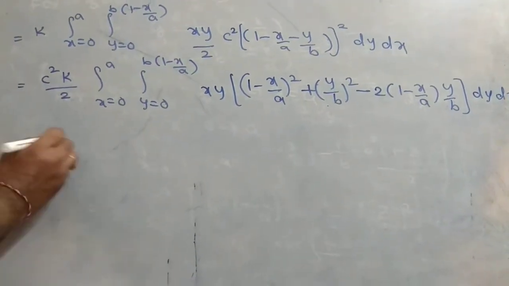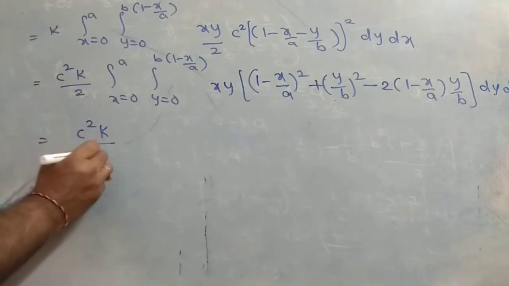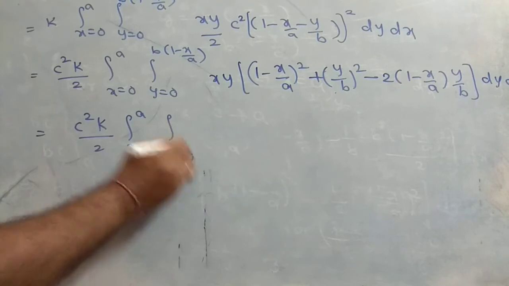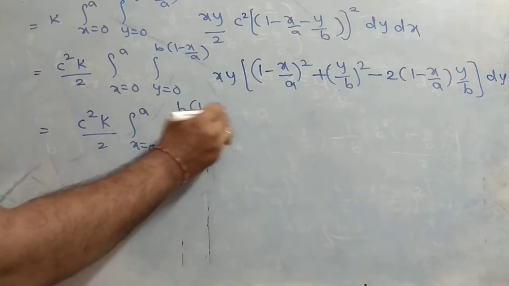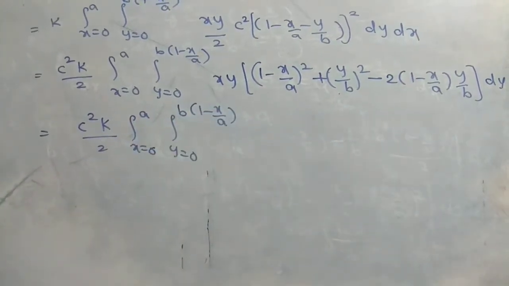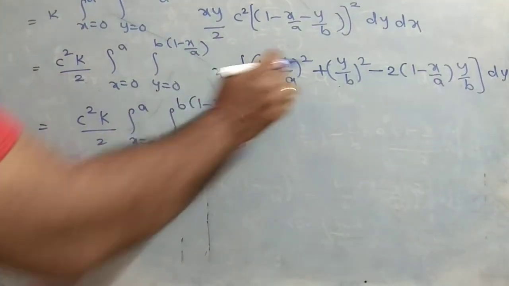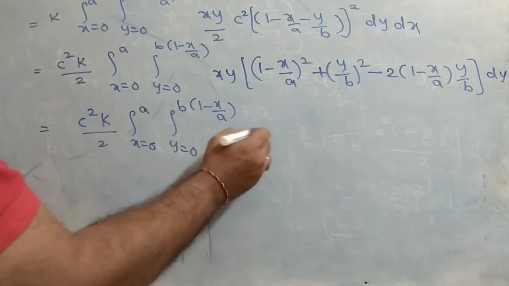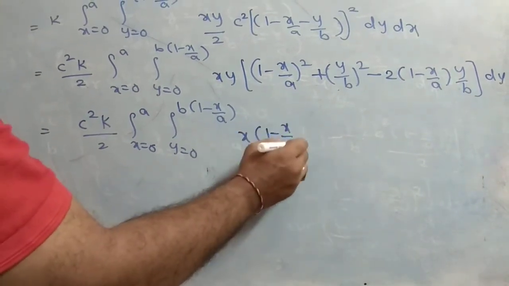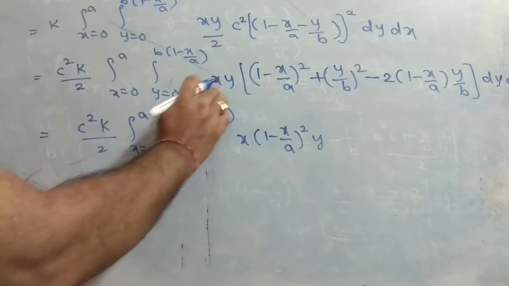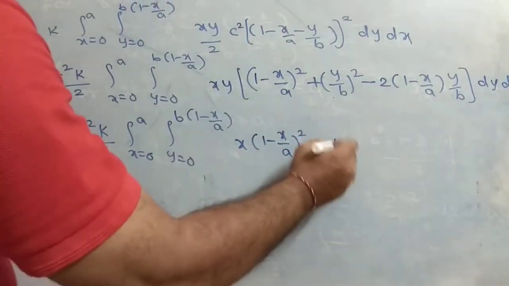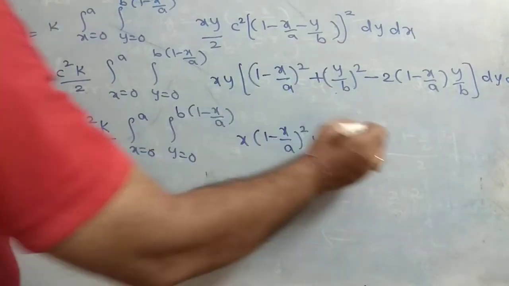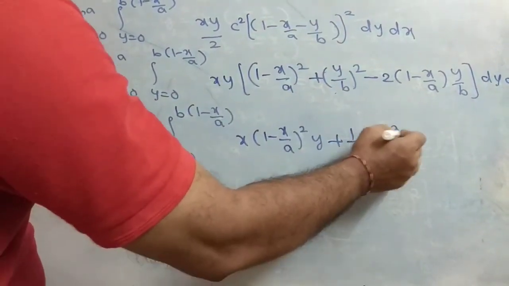Okay, in order to do the y integration, I am just making the simplification. So this is equal to c square k divided by 2, x is 0 to a and y equal to 0 to b into (1 minus x by a). Just do the simplification. This is x into this particular value. So x into (1 minus x by a) whole square into y, the first one, plus 1 divided by b square, this x into this value, that means x into y cube.